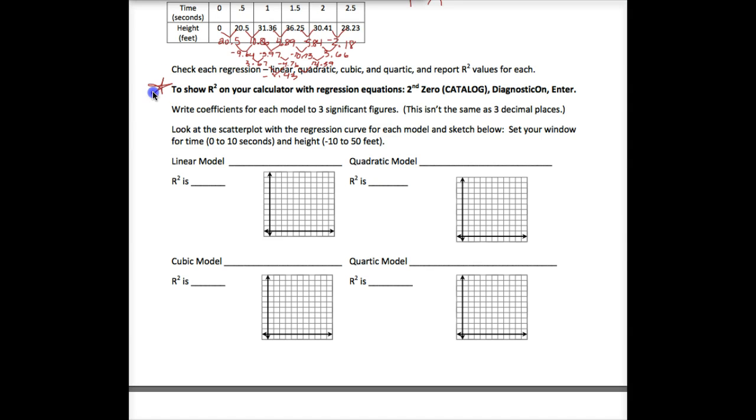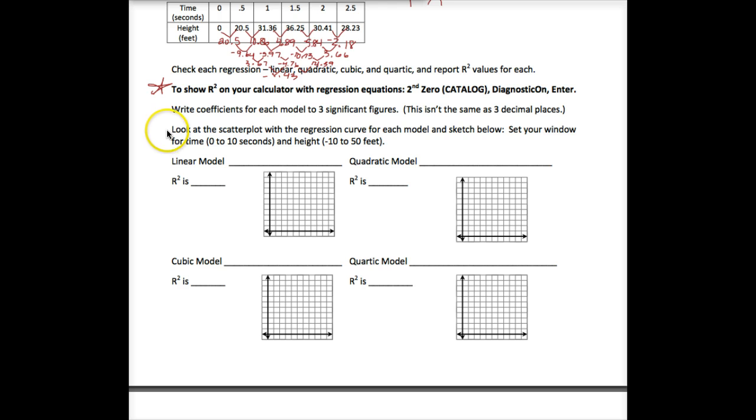Now, this is very important for those of you who didn't have R-squared on there. This is what you press to make sure that R-squared shows up with each of your pieces. You press second, then you press the 0 button, so the actual number 0, because above that in the second button color is the word catalog. And when you do that, it brings up a whole alphabetized menu, so you want to scroll all the way down until you see diagnostic on. So make sure your little triangle is on diagnostic on, and then press enter. That's going to make sure that your R-squared value appears.